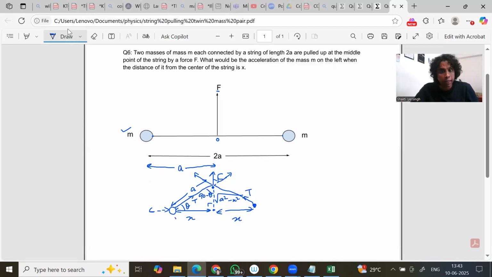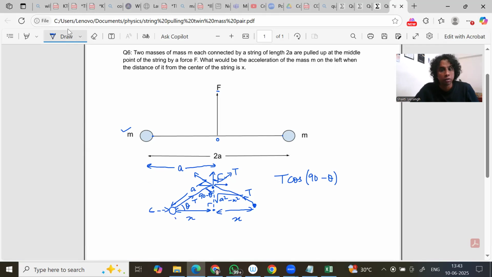Now you can see that the vertical components of tension are going to add up, and the horizontal components of tension are going to cancel out. These two are going to cancel out, and the vertical components are going to add up. What are these vertical components? So this is tension T, right? And its vertical component is going to be cosine of this angle, so T cosine of 90 minus theta. And these are vertically opposite angles. This is 90 minus theta, as this is 90 minus theta as well.